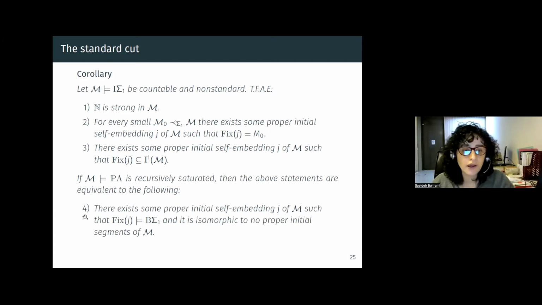And whenever M is a recursively saturated model of PA, all of these three statements are equivalent to the fourth one, which says that there exists some proper initial self-embedding J of M such that the fixed points of J in M form a model of sigma 1 collection, and it is not isomorphic to any initial segment of M.